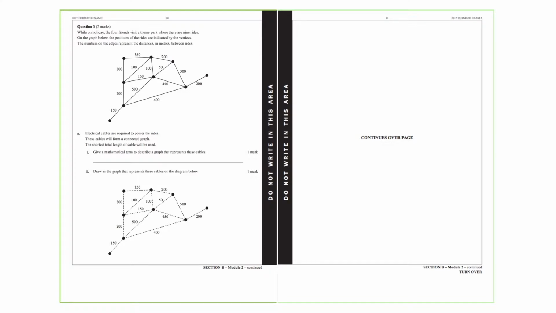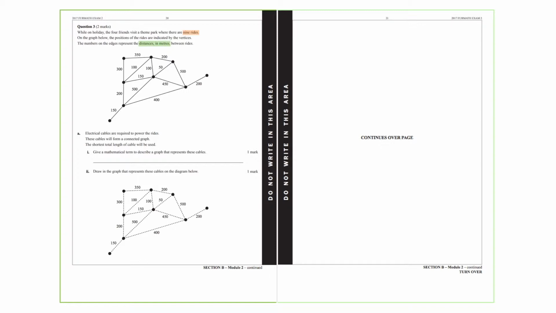Question 3. While on holiday, the four friends visit a theme park where there are 9 rides. On the graph below, the positions of the rides are indicated by the vertices. The numbers on the edges represent the distances in meters between rides.